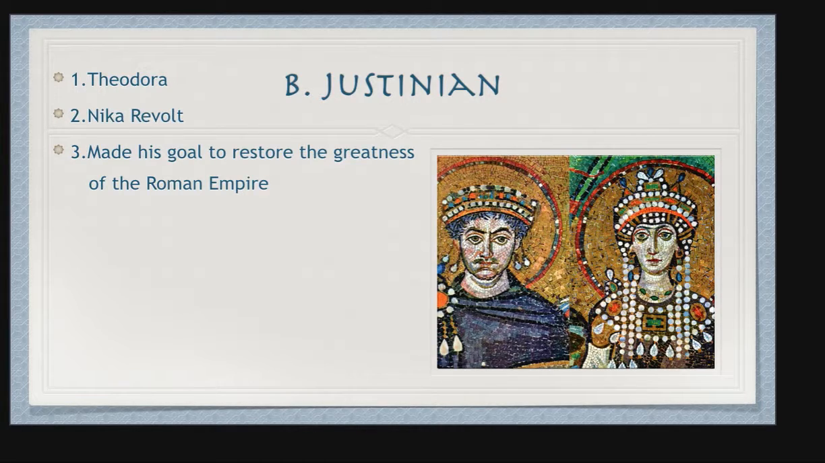And so once that revolt settles down, Justinian made it his goal to restore the greatness of the Roman Empire to Constantinople. What he wanted to do was take what he had in mind as the Pax Romana, the greatness of the Empire of Rome, and apply those things here to Byzantium or New Rome. A few things that he did here: he began to recognize many of the old Roman laws.